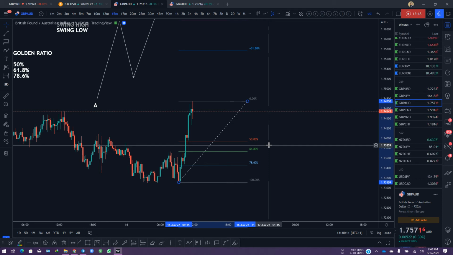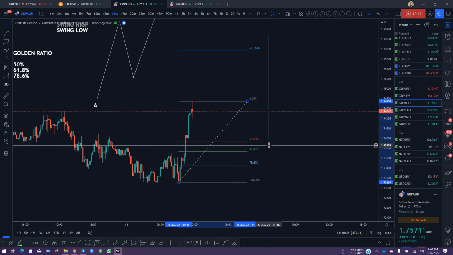So now basically what you're doing in this is that you're following the footprints of the big banks and institutions, right? And where do they take their entry from? They look for a retracement level, right? They look for a drop in price, and then they continue their journey. You understand? So what are those levels? The 50%, the 61.8%, the 78.6%.